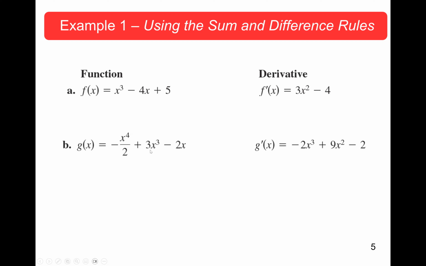Then next, we find the derivative of 3x cubed. That will give us 3 times 3, so that will give us 9x, then 3 minus 1. So that will give us 9x squared. So that is the 9x squared.